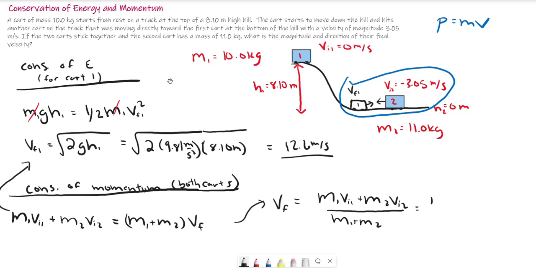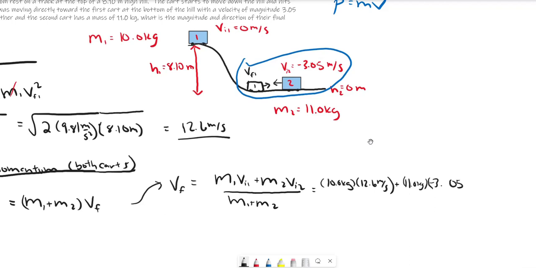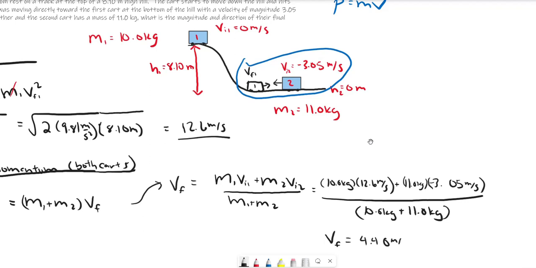So that's m1 is 10 kilograms times 12.6 meters per second plus 11 kilograms times negative 3.05 meters per second divided by m1 plus m2. That's just 10 kilograms plus 11 kilograms. Now, that's going to give us a final velocity for both of positive 4.40 meters per second. So after they stick together, they're going to move together to the right at a velocity of 4.40 meters per second.